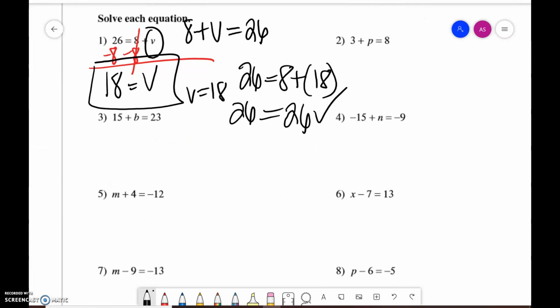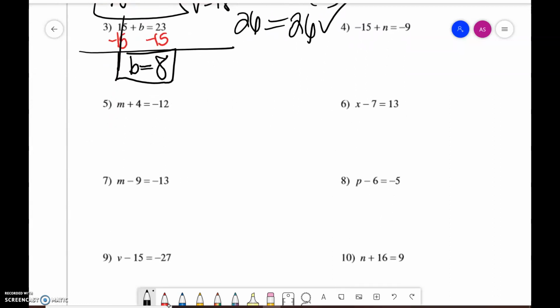All right, so let's move on. So I have 15 plus B equals 23. So that's positive 15. So I'm going to subtract 15. And we know what we do to one side, we have to do to the other side. So 15 minus 15, that's 0. So that means it's gone. So I have B left. And then we know that 23 minus 15 is 8. Okay.